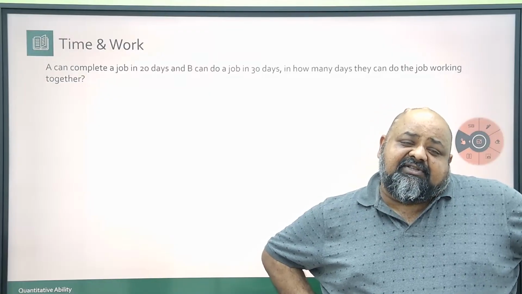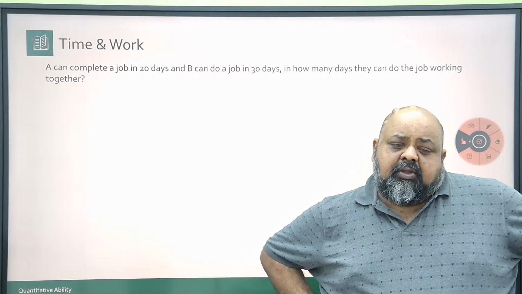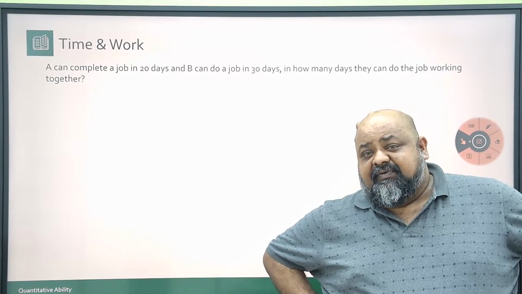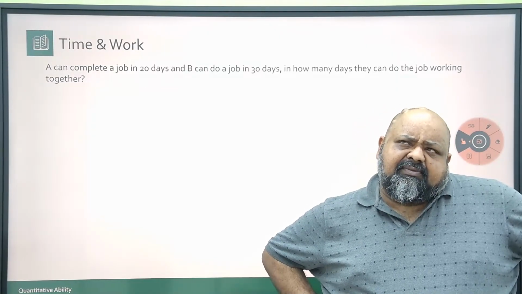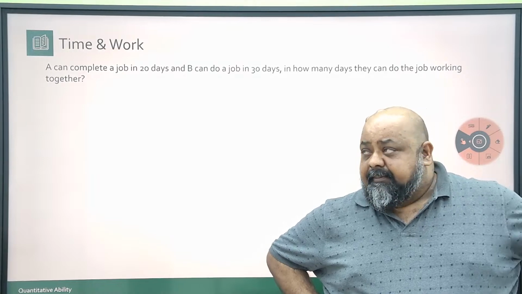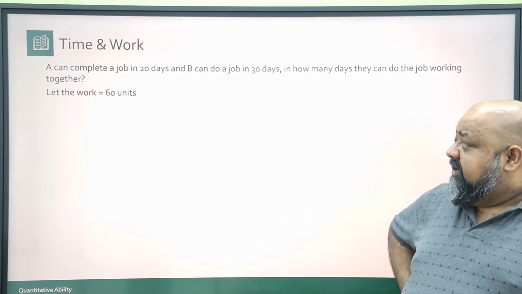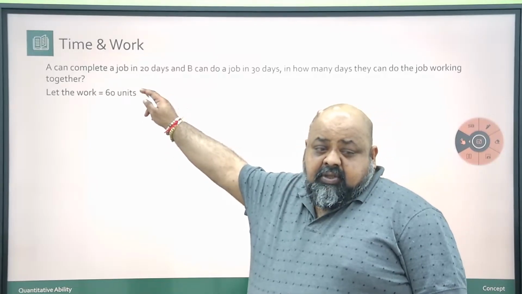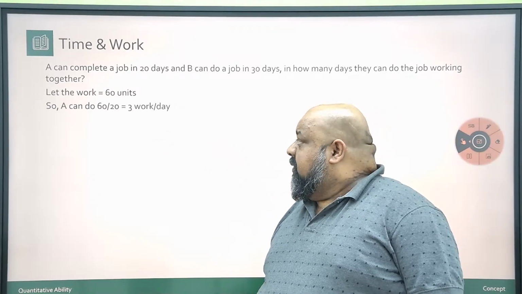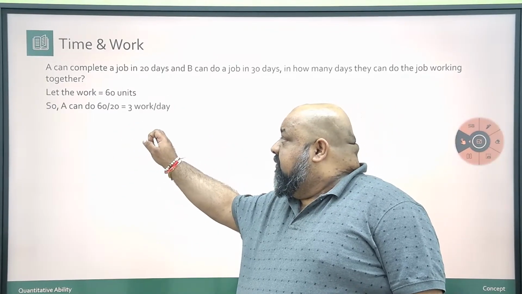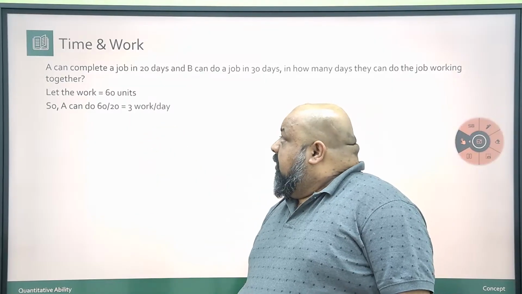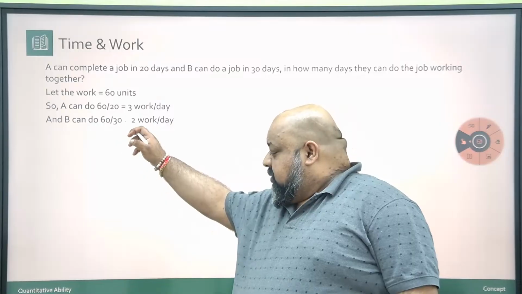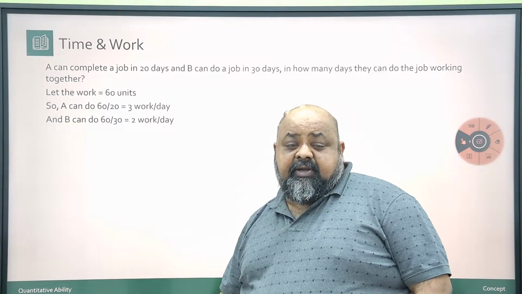Obviously, I'll take a number which is divisible by 20 and 30 both. So an LCM of 20 and 30, or a multiple of the LCM of 20 and 30 will work. Suppose I assume the work to be 60 units, okay? LCM of 20 and 30. So A does 60 units in 20 days. What will be the efficiency of A? 60 units in 20 days, 3 units per day. What about B? B does 60 units in 30 days. So 60 by 30, 2 units per day.